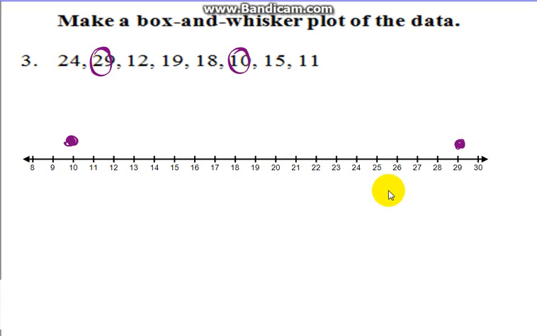The next thing I want to do is put everything in order from least to greatest. So it's going to be 10, 11, 12.